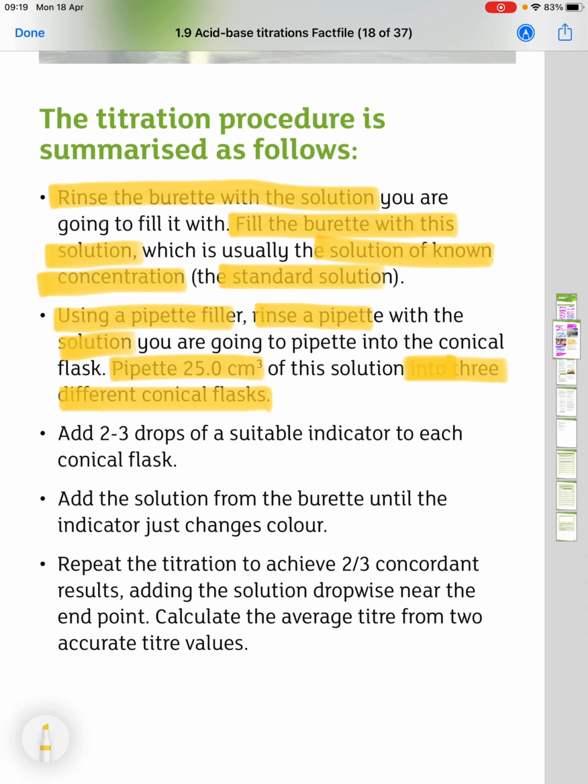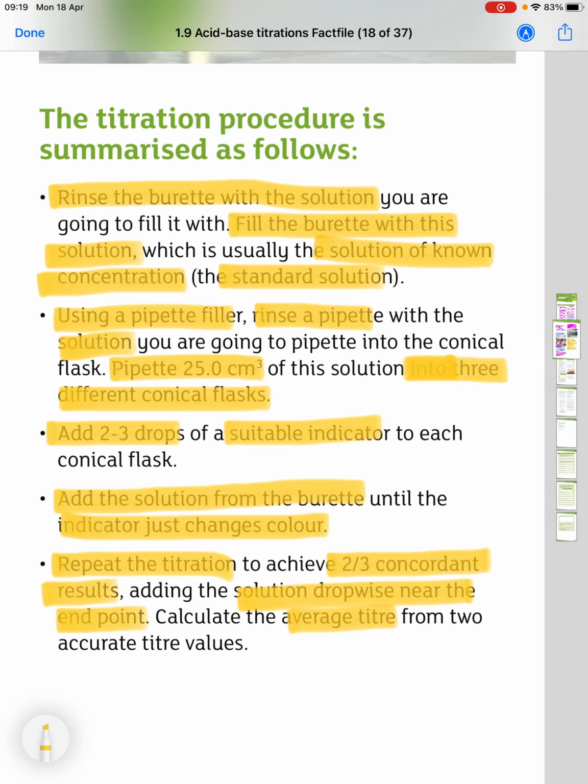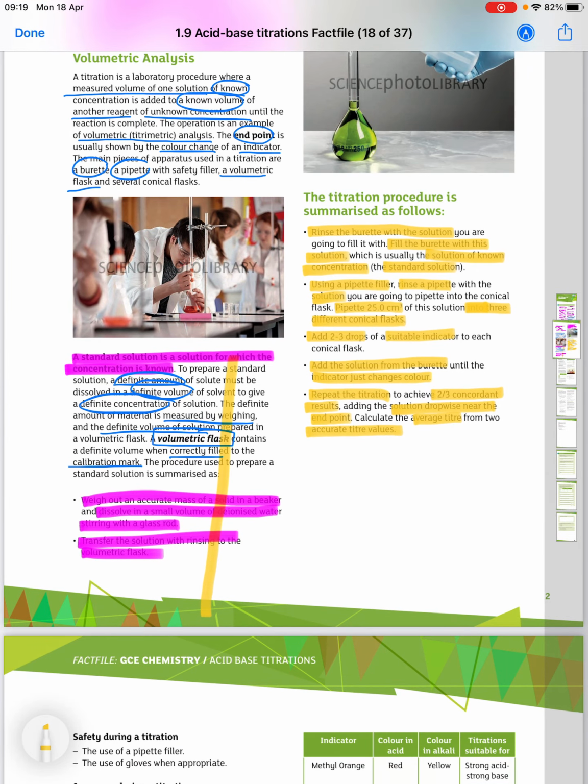Then you pipette 25 cubic centimetres of this solution into 3 different conical flasks. You add 2 to 3 drops of a suitable indicator to each conical flask. Add the solution from the burette until the indicator just changes colour, and then you repeat the titration to achieve 2 or 3 concordant results, adding the solution dropwise near the end point. And you calculate the average titer from 2 accurate titer values.